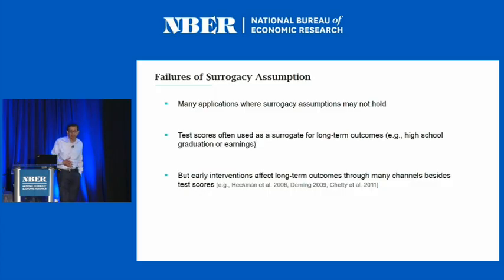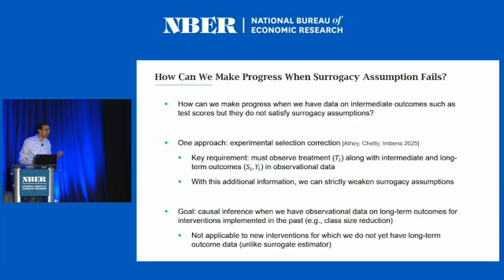But at the same time, researchers in education are well aware that there are many pathways through which early interventions may affect long-term outcomes that don't run through test scores. So there's a lot of literature showing, for instance, that non-cognitive skills or other types of factors may directly affect long-term outcomes, maybe even more so than test scores directly. So that is direct evidence in some sense of a failure of surrogacy. Now, often we can't measure all of those other variables, and so we're left in a tough spot where we want to extrapolate to these long-term impacts, but we're stuck with these short-term measures that don't capture all the relevant causal pathways. So how can we make progress in this kind of situation where the surrogacy assumption fails?